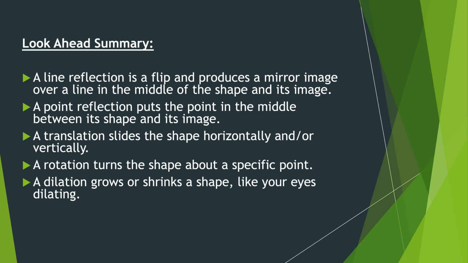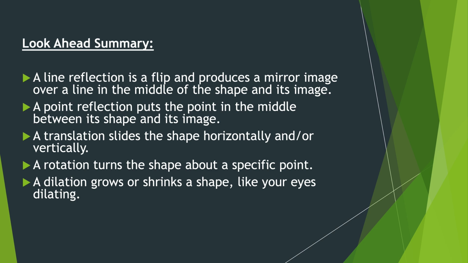A translation slides the shape horizontally and or vertically, okay? So some of the key words you're seeing so far are, for reflections, you're dealing with flips. A translation is a slide. A rotation turns the shape about a specific point. It rotates it. So a rotation and turn are a good pair of words that mean each other. And lastly, a dilation grows or shrinks a shape, kind of like your eyes dilating, okay?